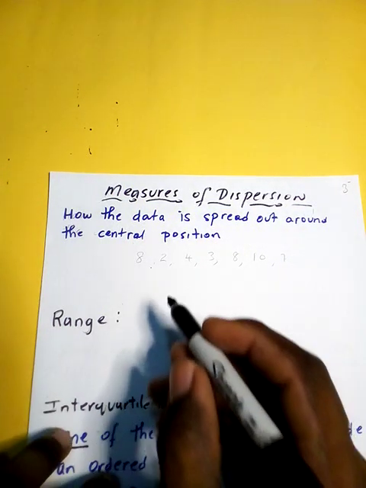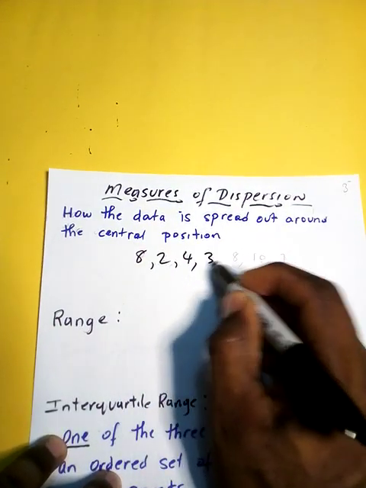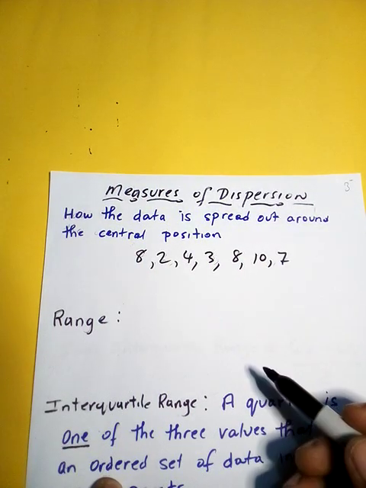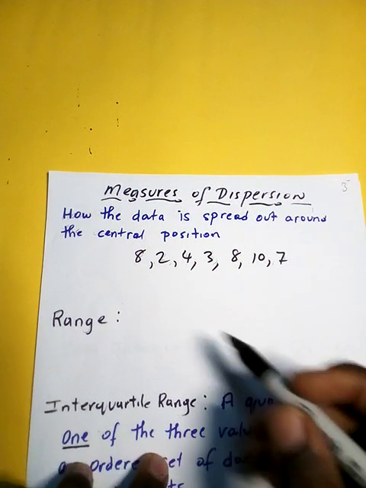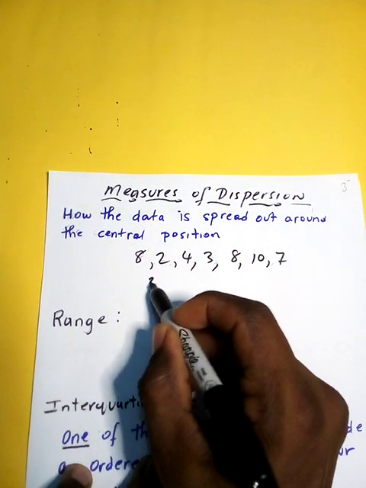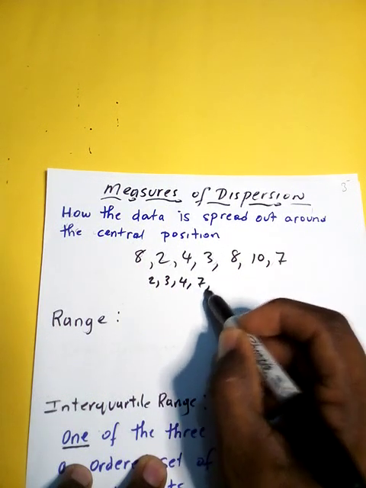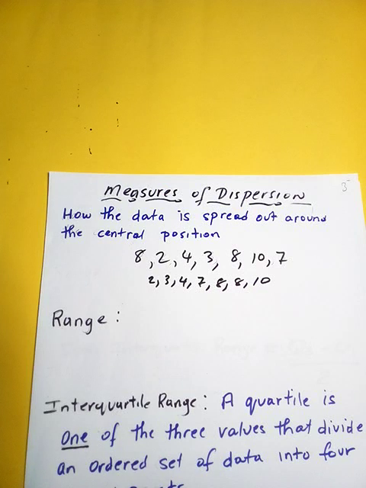So we have 8, 2, 4, 3, 8, 10, 7. I still would organize it in ascending order or descending order. Organization is very important. So what is the range in terms of measure of dispersion?